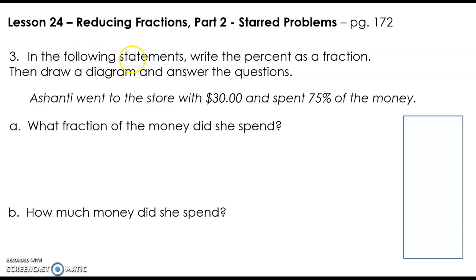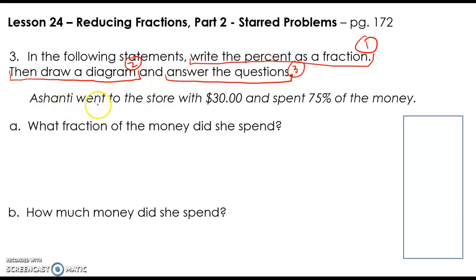Number 3 says, in the following statements, write the percent as a fraction. So this is our first step. Then draw the diagram, second step, and answer the questions, third step. All right. Ashanti went to the store with $30 and spent 75% of the money.